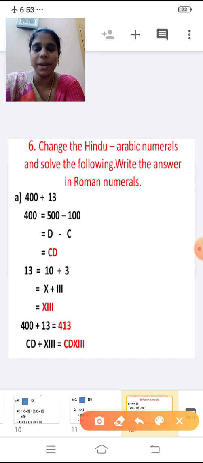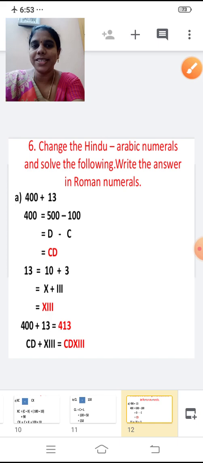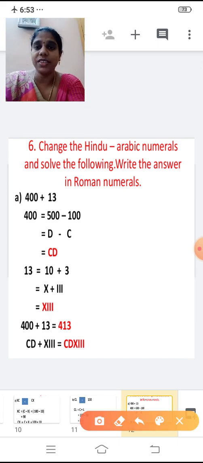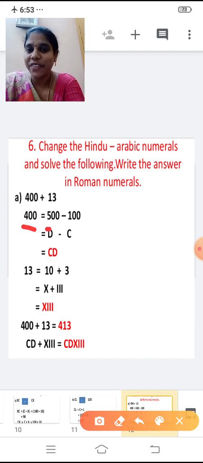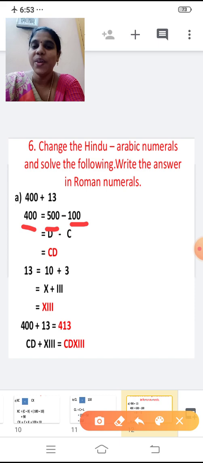First one, 400 plus 13. Shall we see, change the 400 into Roman numeral now? 400, what is the value for 400? 500 minus 100 is 400, right? 500 minus 100. So, 500, what is the value? Roman numeral for 500? D. Very good. Roman numeral for 500 is D.